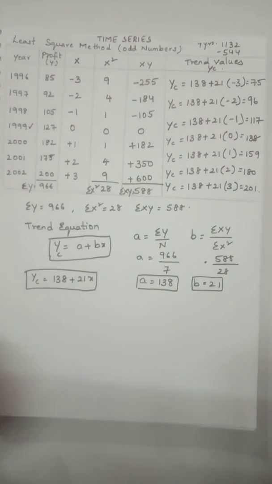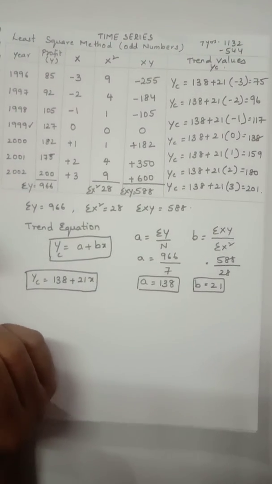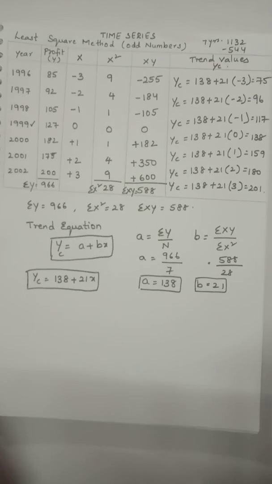So this is about the least square method for odd years. I hope you have understood the concept.